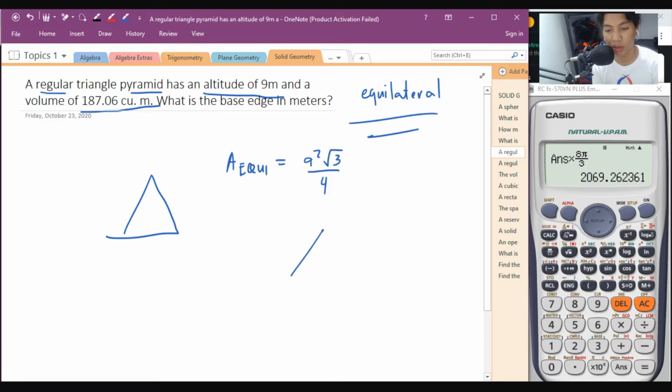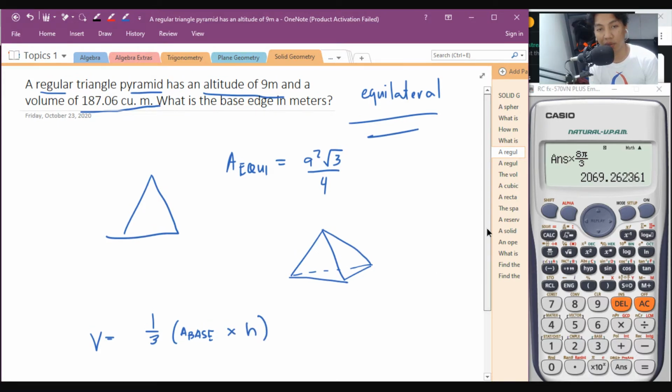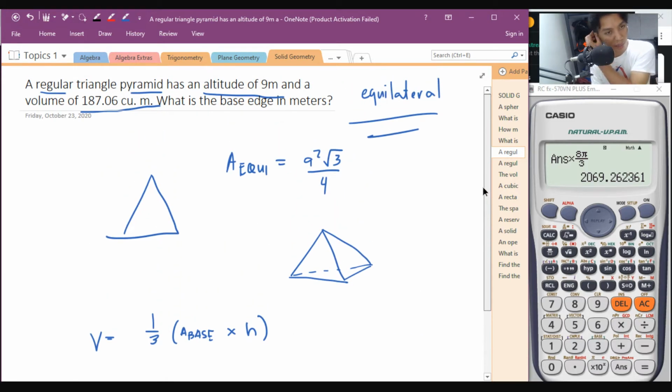O ganito. Ilan ang base niyan? 3 triangle yan. Okay? Ibig sabihin, the volume there will be 1/3 nung area ng base times height. Ang height mo is given there, 9 meters. Pwede natin ma-solve yung kanyang edge.